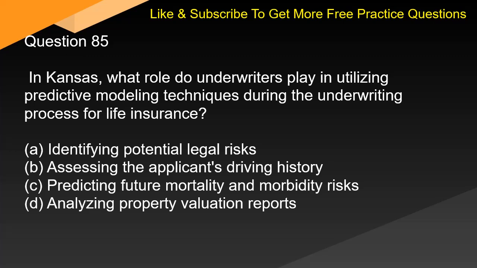Question 85. In Kansas, what role do underwriters play in utilizing predictive modeling techniques during the underwriting process for life insurance? A. Identifying potential legal risks. B. Assessing the applicant's driving history. C. Predicting future mortality and morbidity risks. D. Analyzing property valuation reports.